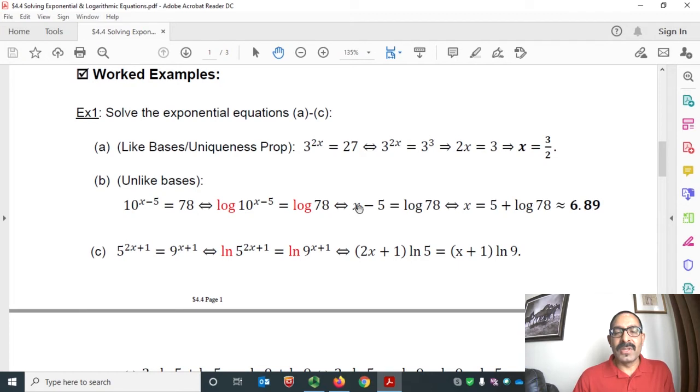Then x equals, let's add 5 both sides. So x equals 5 plus log 78 with base 10. Then using a calculator, x turns out to be approximately 6.89. Great.